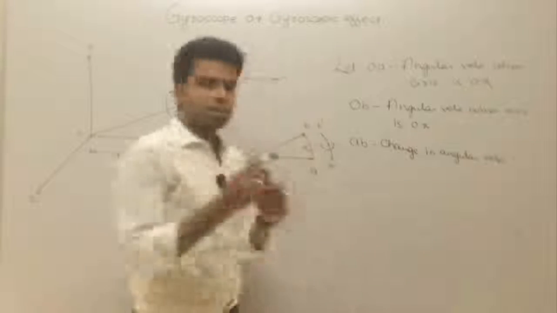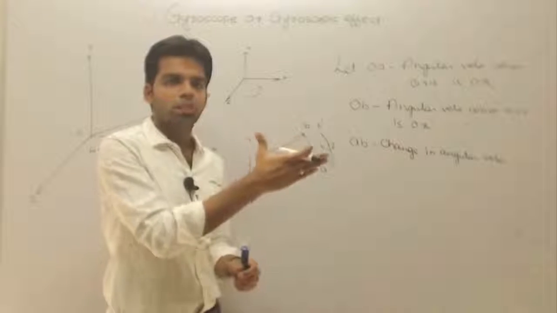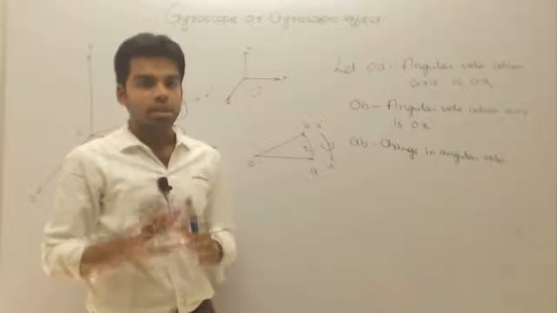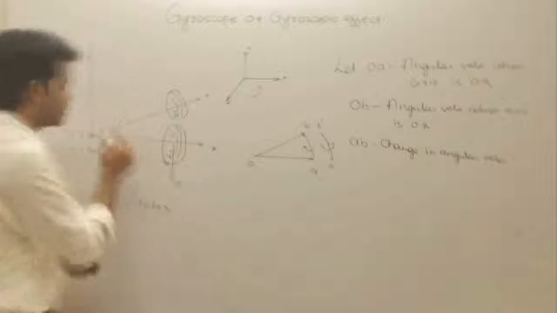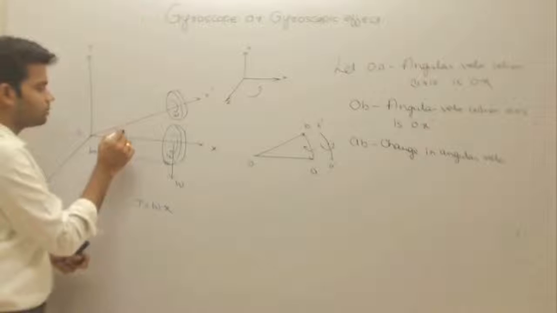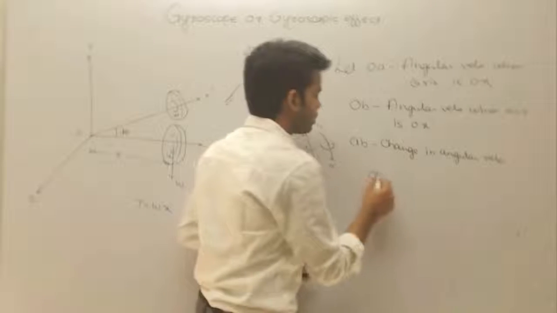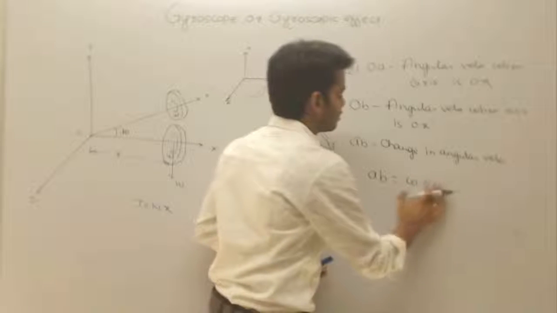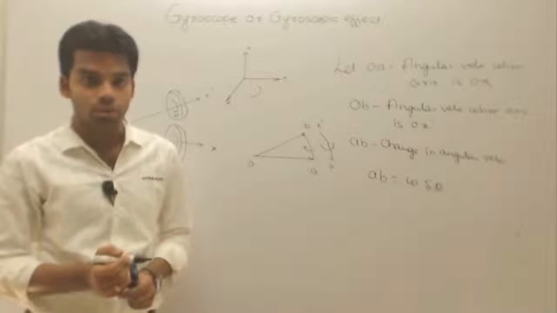Why is this angular velocity changing? Because of the change of axis of spin. The axis of spin is changing from OX to OX dash, therefore the angular velocity is changing. So AB is nothing but the change in angular velocity. And what will be this change in angular velocity? Suppose this is turning by an angle d theta. Okay, so what will be the change in angular velocity? This is nothing but omega into del theta. Omega into del theta is the change in angular velocity.